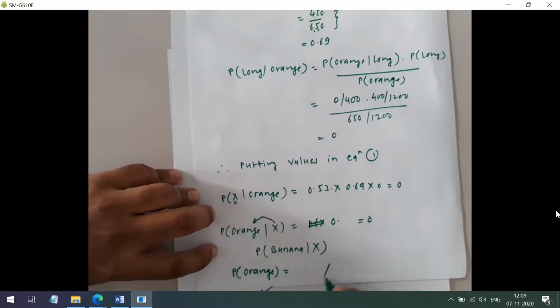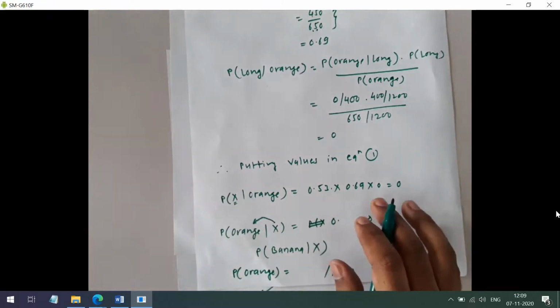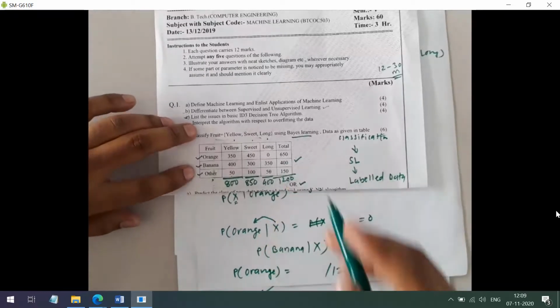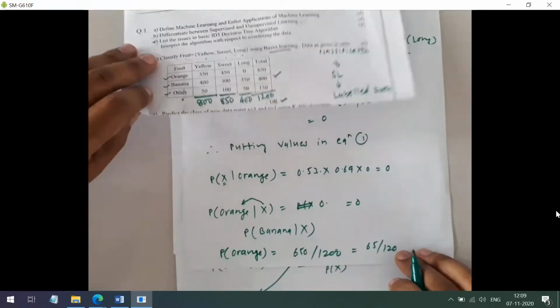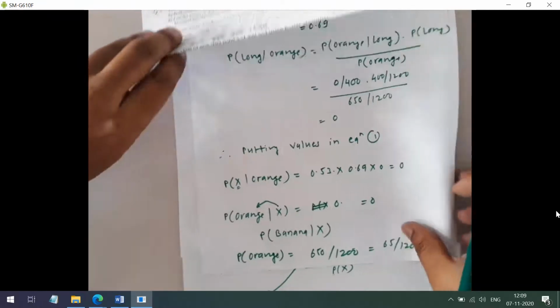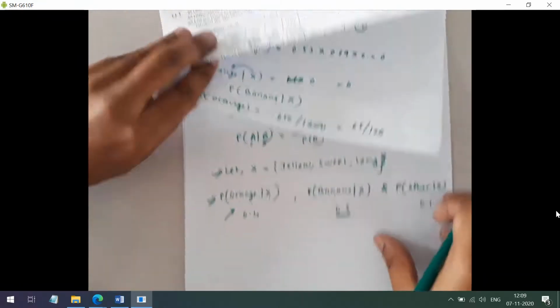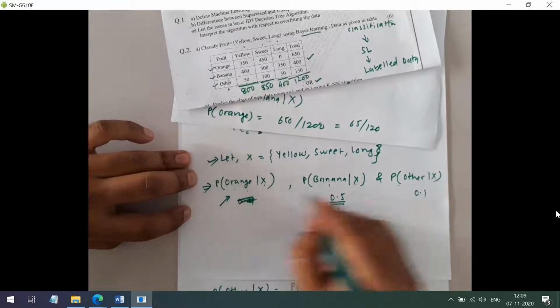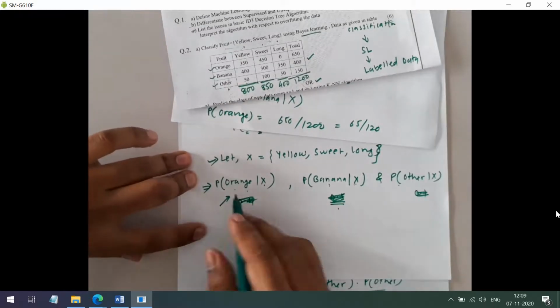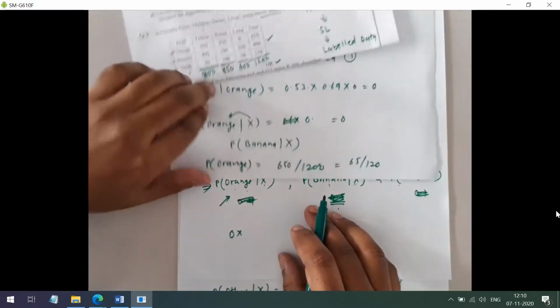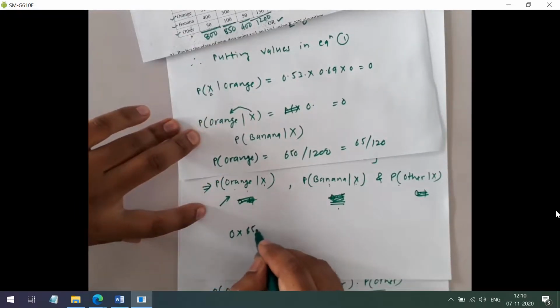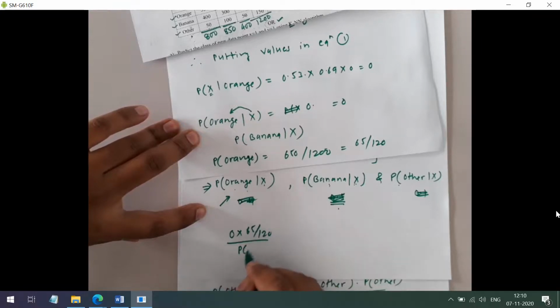Out of 1200, how many oranges are there? 650. So it is this value. No need to calculate this value because it is directly 0. So I am writing the probabilities here. I had assumed these values, so I will erase them. So the probability of orange given x is 0 into 650 divided by 1200, divided by probability of x.